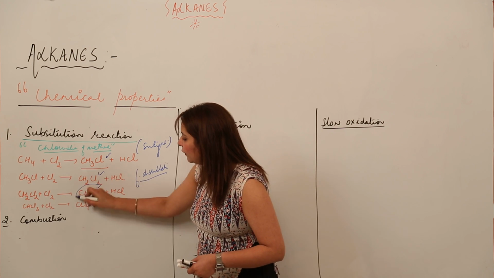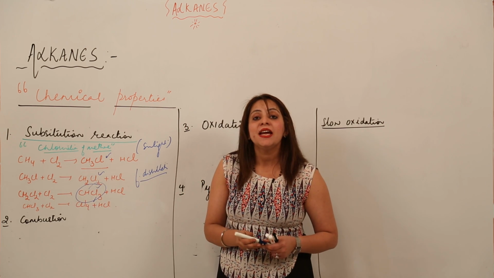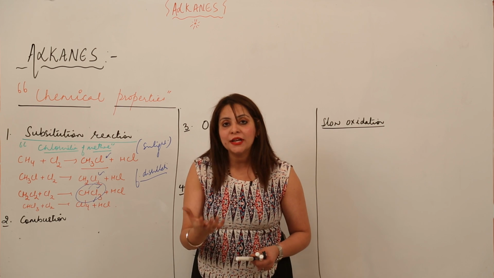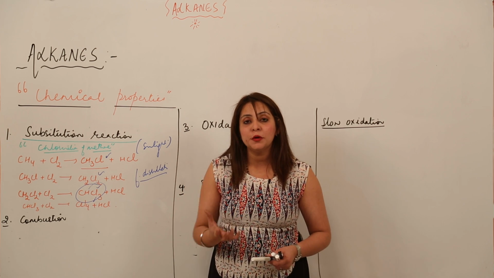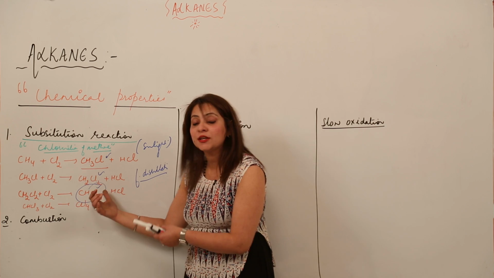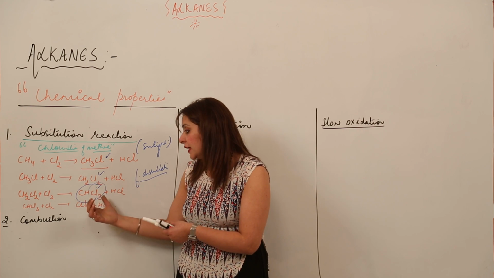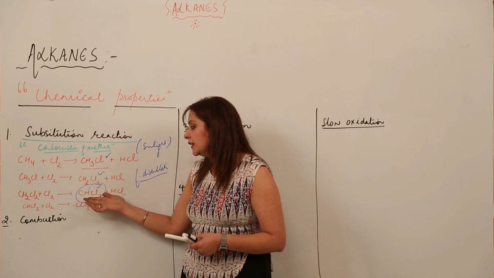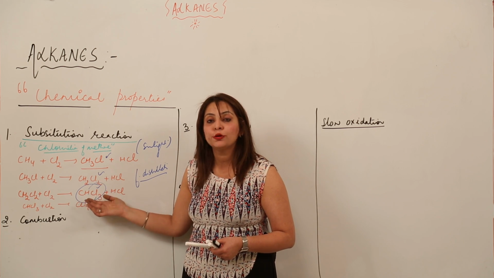And you know what is the common name for this compound, CHCl3? It is chloroform. You know what chloroform is and for what purpose it is used in hospitals. So this is actually the formula for chloroform, that is trichloromethane, right? The common name which is used is chloroform.